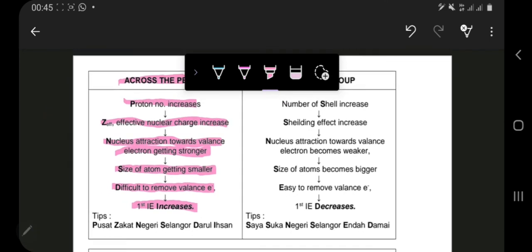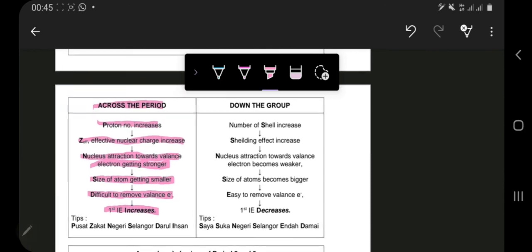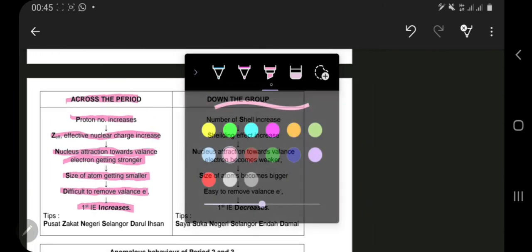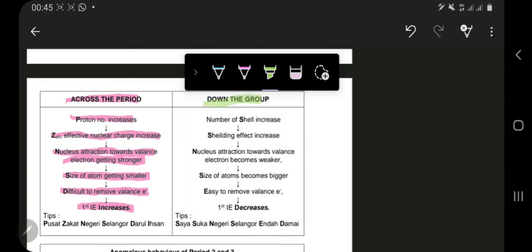Okay, next we go to when we're going down a group. When going down a group, the number of shells increases, shielding effect increases. Therefore, the attraction from the nucleus towards valence electrons becomes weaker. Therefore, the size of atoms becomes bigger. It will be easy to remove the valence electron. Therefore, the first ionization energy decreases.